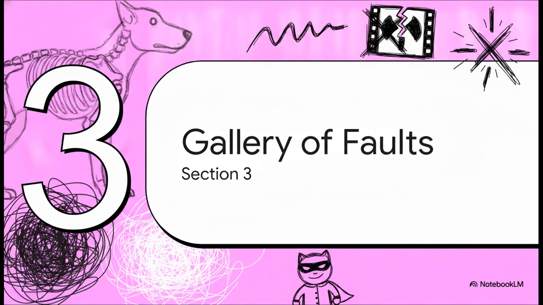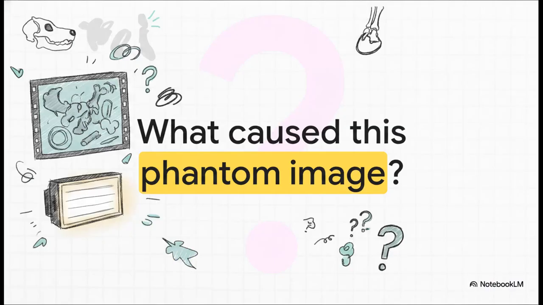All right, Section 3. The rogues gallery of faults. Let's see how this all builds together when things go south. So imagine this. You process a film, slap it up on the lightbox, and you see this completely confusing, overlapping phantom image that makes absolutely zero anatomical sense. What in the world caused that?